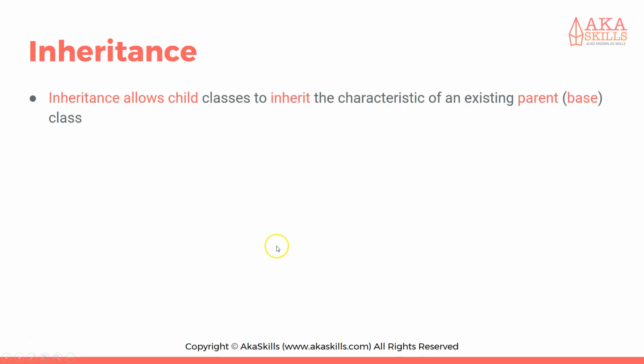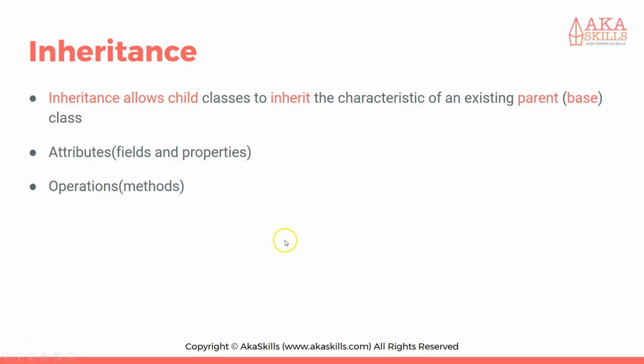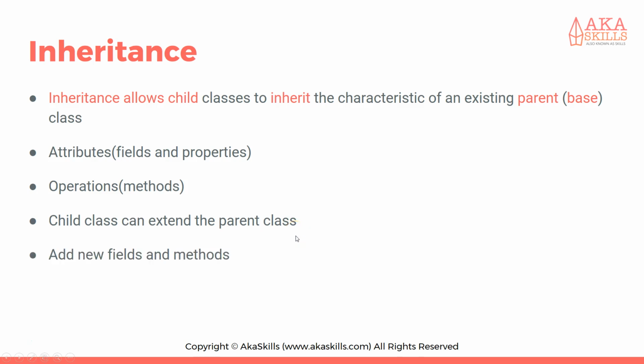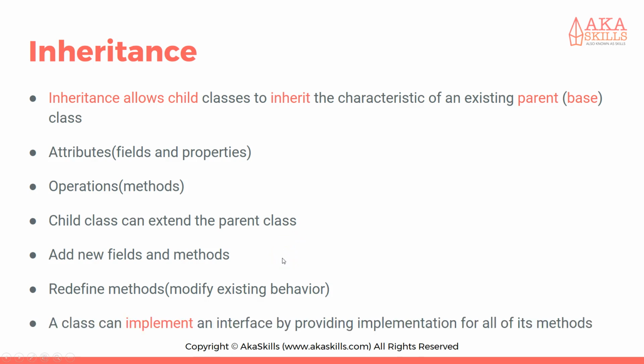So inheritance allows child classes to inherit the characteristics of an existing parent class: attributes, which could be fields and properties, and operations, which are methods. A child class can extend the parent class, and it can also add new fields and members and redefine methods, for example, modify the existing behavior. And a class implements an interface by providing implementation for all its methods.